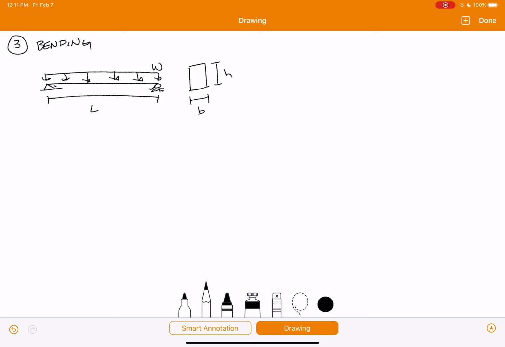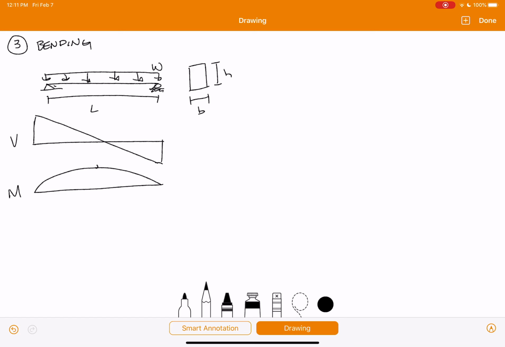So the first thing you want to do is do your shear and moment diagrams to find your maximum shear and your maximum moment. So it looks something like that and something like that, all right? Where max shear is going to be WL over 2, max moment is going to be WL squared over 8. All right. Now, if you have a different loading than this, again, just do your shear moment diagrams, figure out your max shear and your max moment, and you'll be all right.